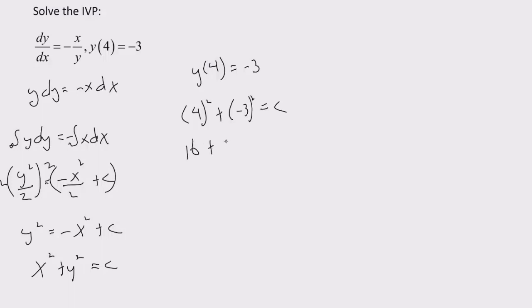So that's 16 plus 9, so that's 25. Okay, so our general equation is x squared plus y squared equals 25. Yay!